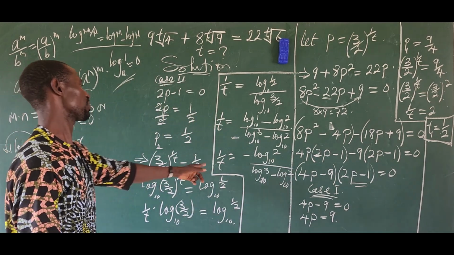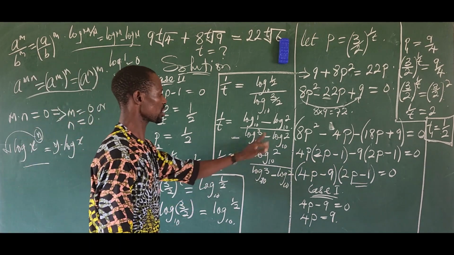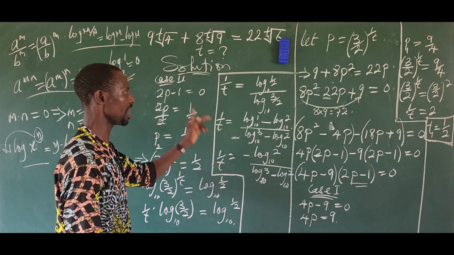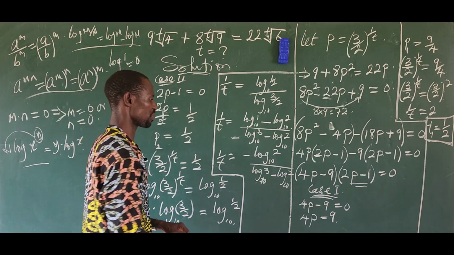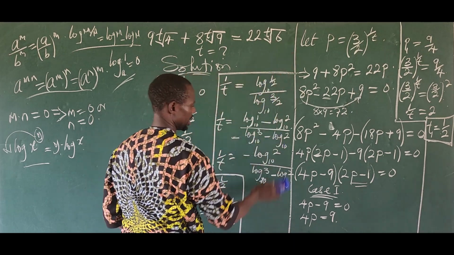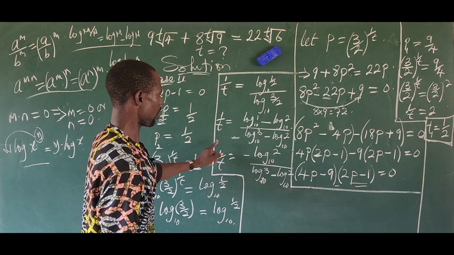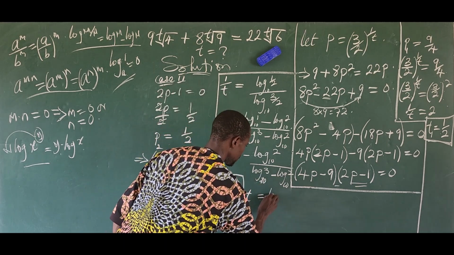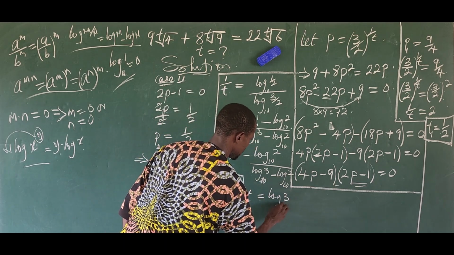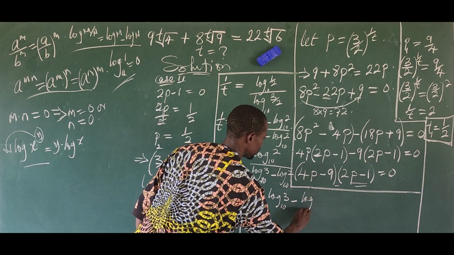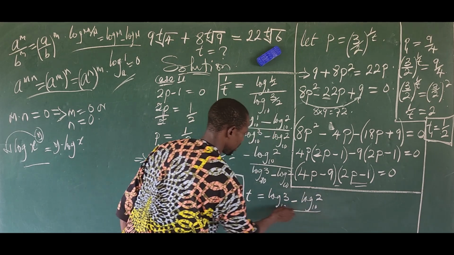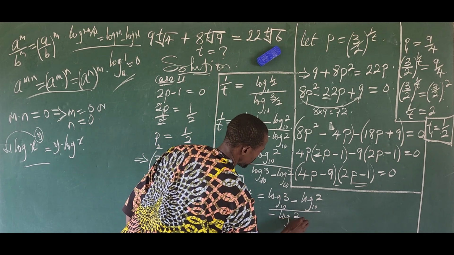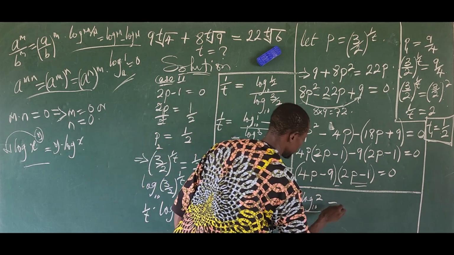Here we have to look for t. So we cross multiply, or better still, we take the reciprocal of both sides. If we take the reciprocal of both sides, t will now be equal to log 3 base 10 minus log 2 base 10, all over minus log 2 base 10.